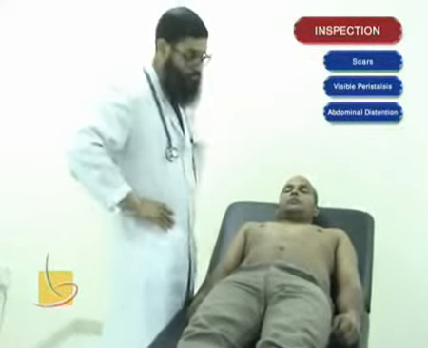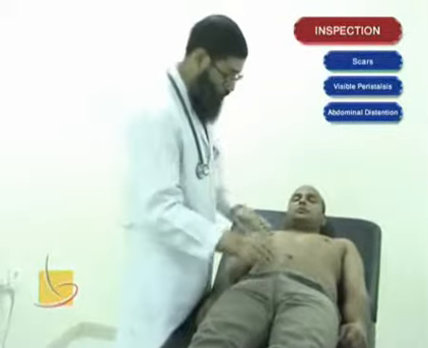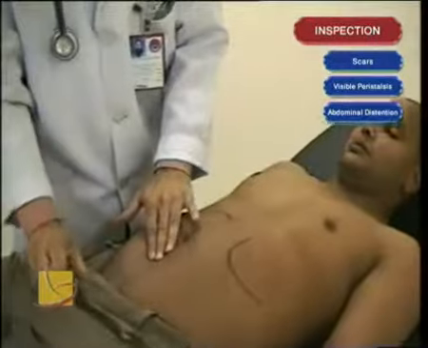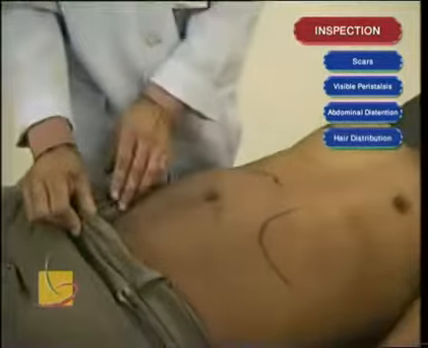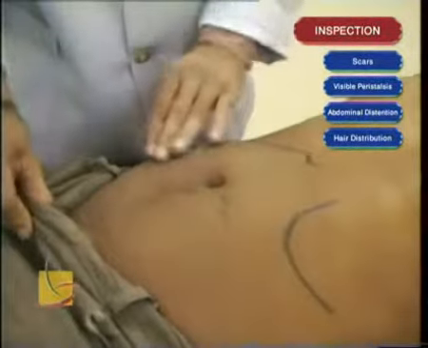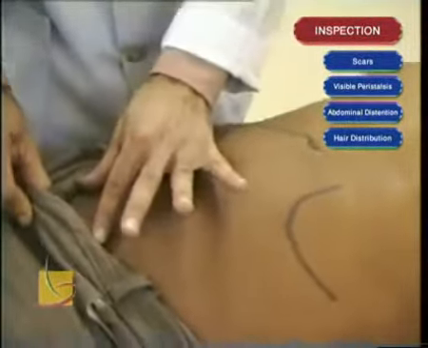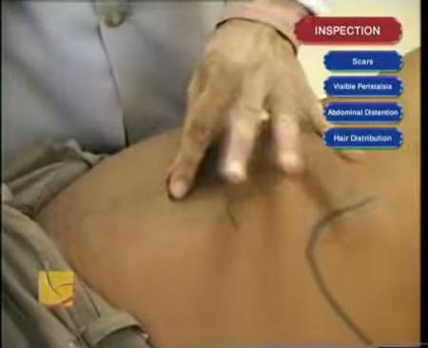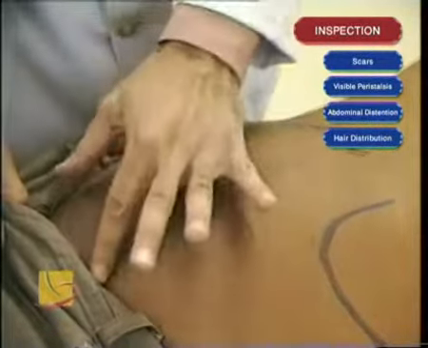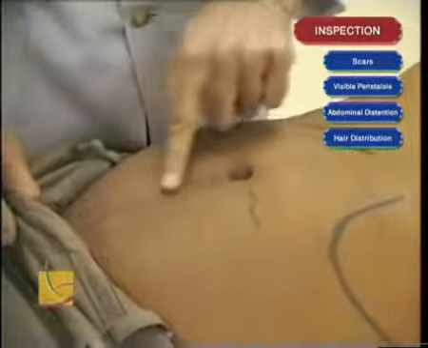You should never forget to look at the pubic hair of the patient. This one has typical male distribution, which is triangular with the apex directed up towards the umbilicus. It's going up like this.